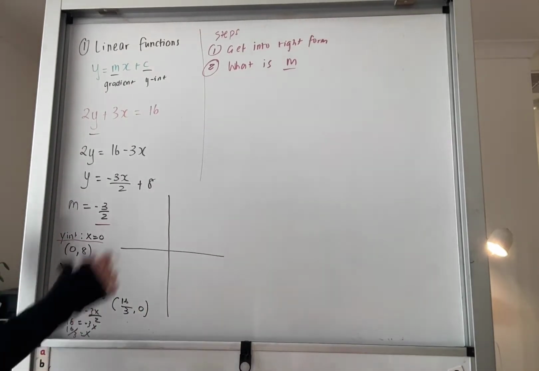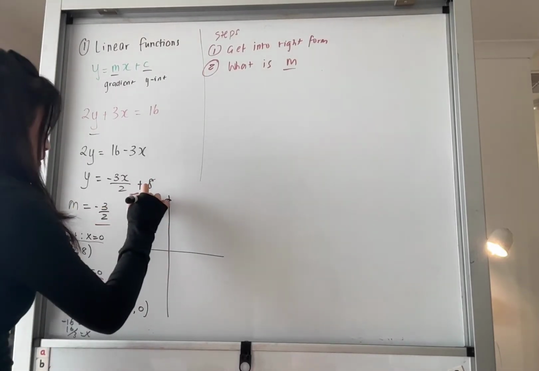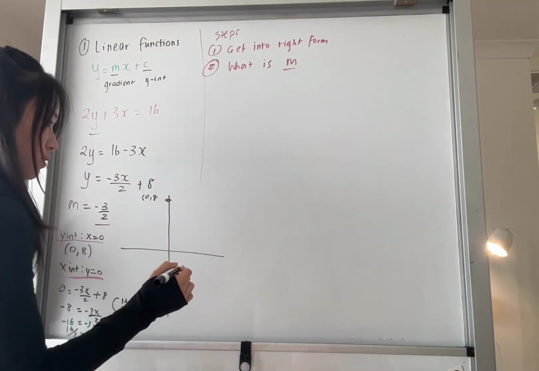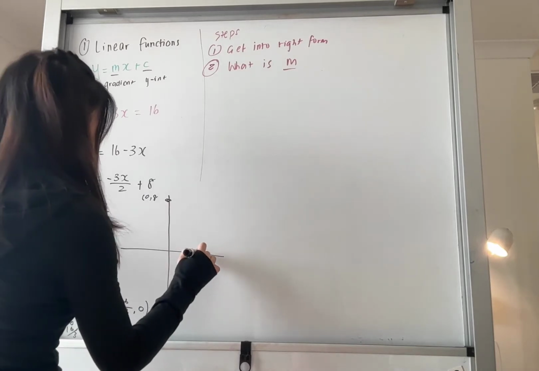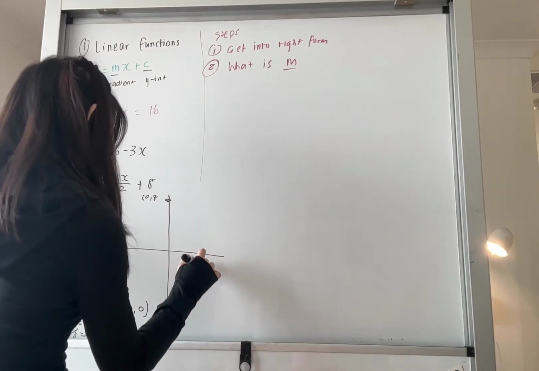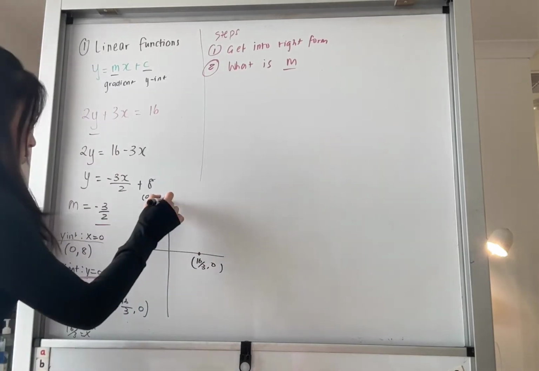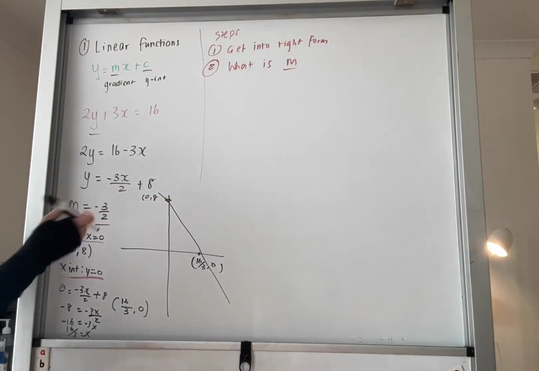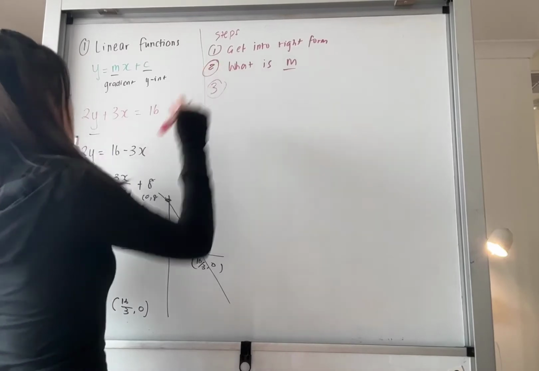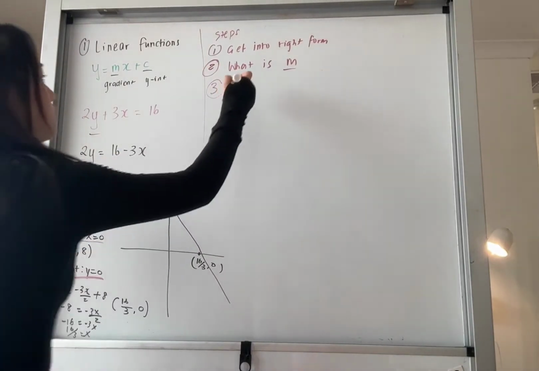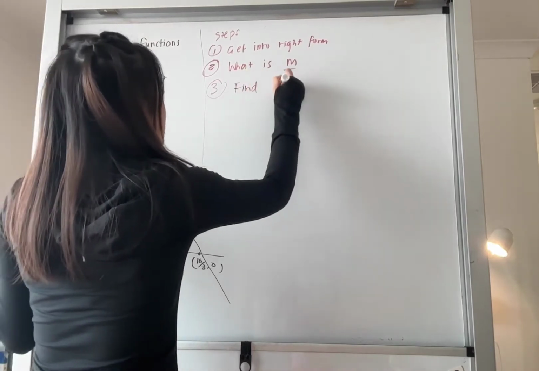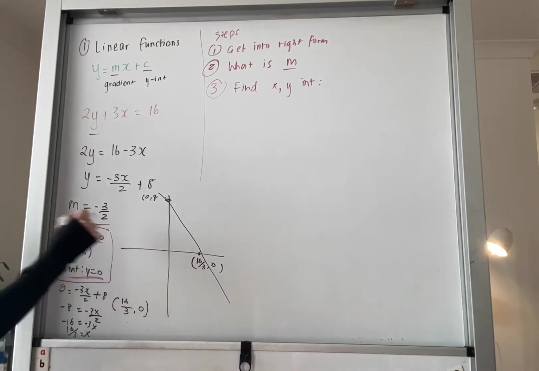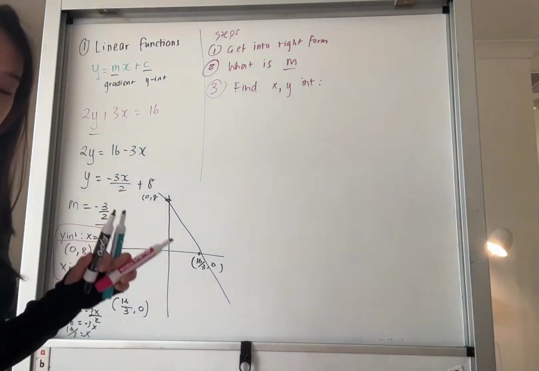Now, it's really easy to sketch. You have 0, 8, and then my other coordinate is 16 over 3, which is about 5, so around here. So you have 16 over 3, 0. Once you do that, you can just connect the dots, and you'll realize it's a negative slope that matches with my gradient. So after you get your y-intercept and x-intercept with this step, always write this down so you can get that working out mark. Does that make sense?